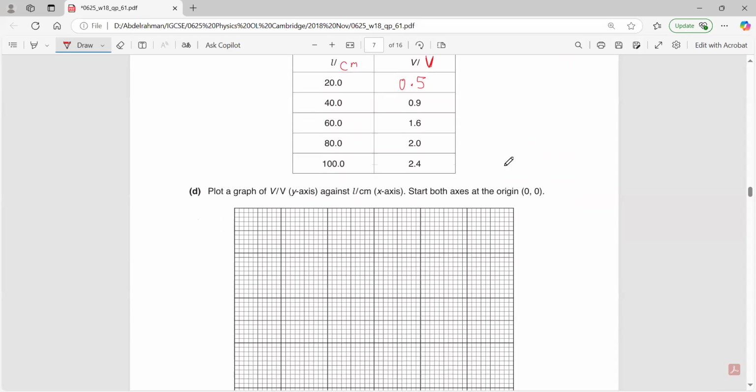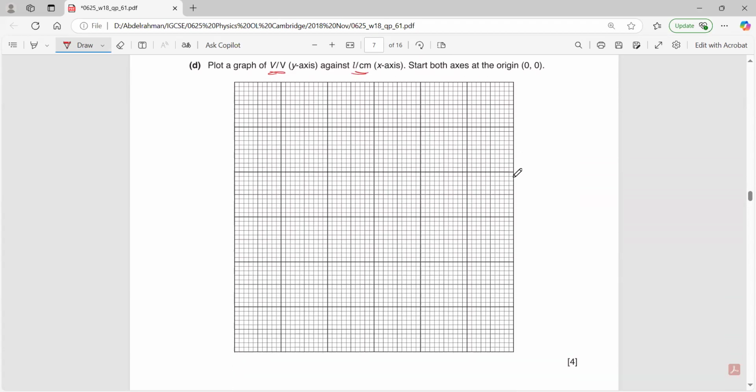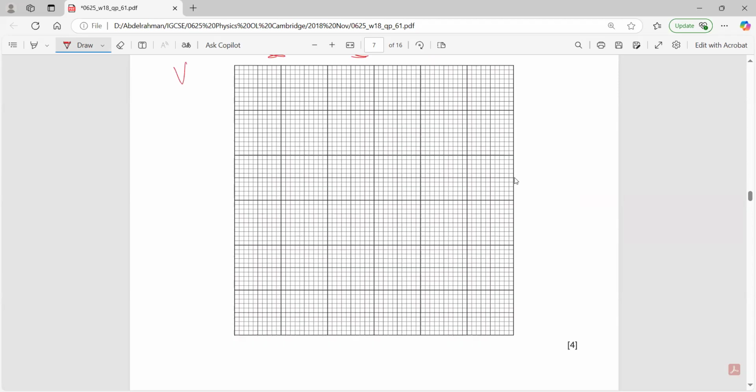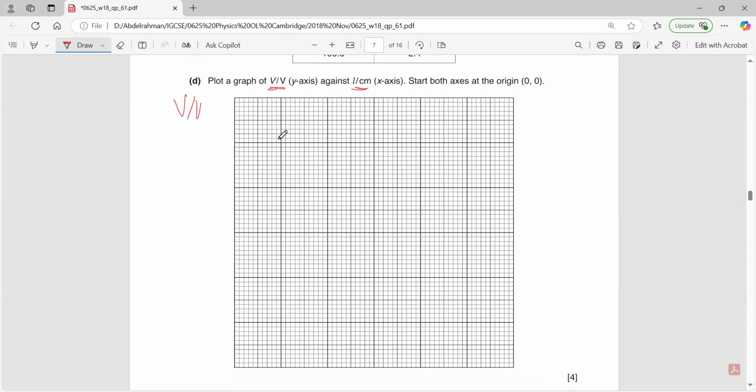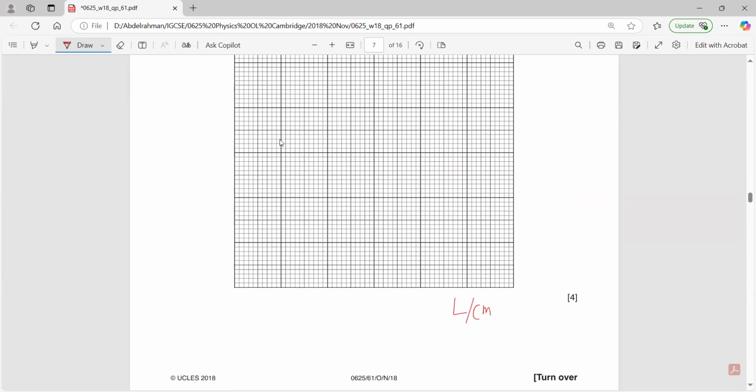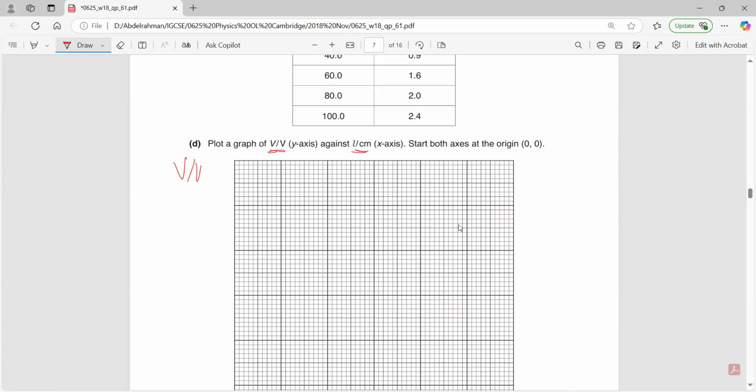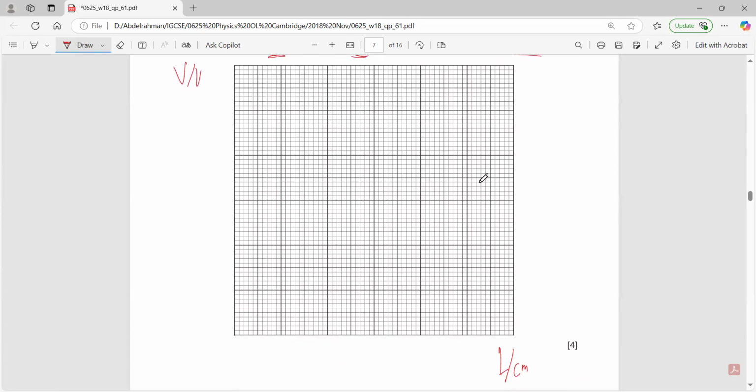Plot a graph. Actually you can copy it from part D. You can write down V slash V on the y-axis and L slash centimeters on the x-axis. So first of all, you need to label the axes. This is the first mark, out of 4 marks. Then he said, start both axes at the origin. Okay, I will start both axes at the origin, 0 and 0.